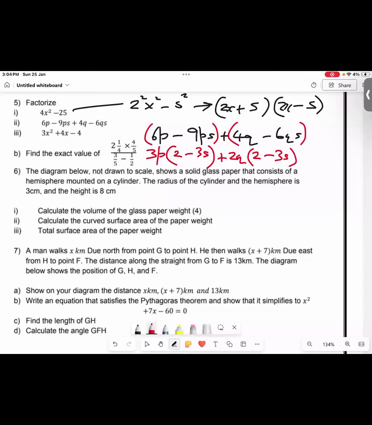The S. Very good. Now you can confirm that your answer is indeed correct, because if you notice, there is one bracket that seems to be repeating itself, not true? And that bracket is 2 minus 3s.